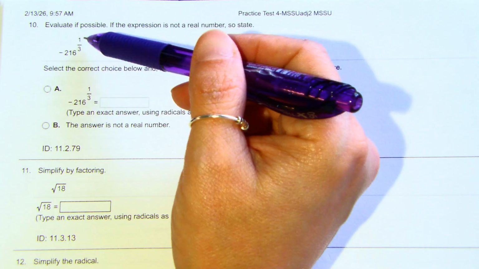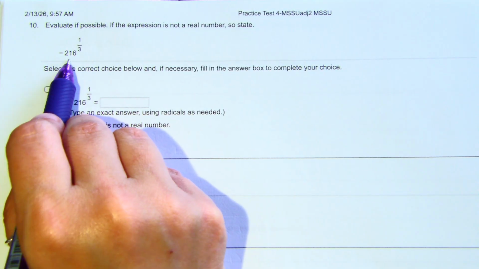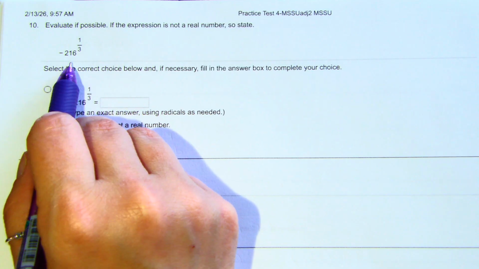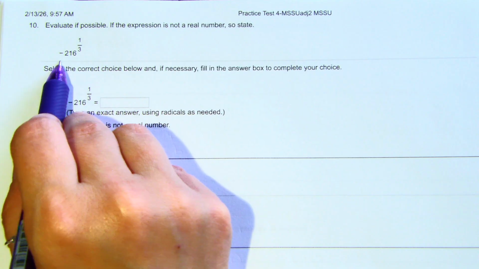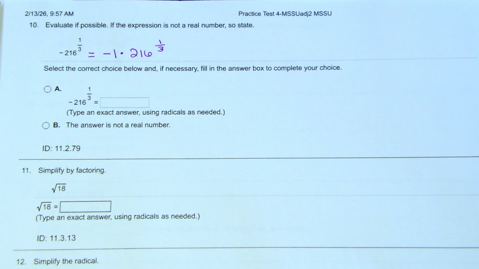It says negative 216 to the 1/3, but notice there's no parentheses around that negative and the 216. That negative is not included in that 1/3. It is not. This is like saying we have a negative 1 times 216 to the 1/3. The only thing being raised to that 1/3 power is the 216.